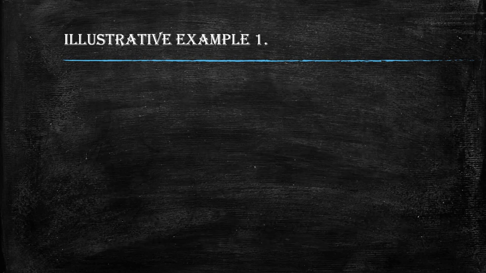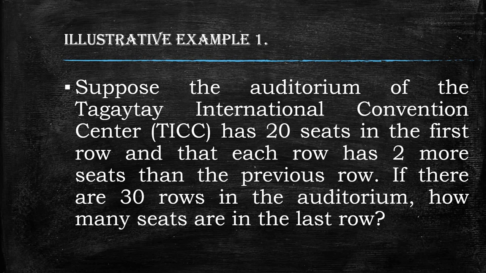Okay, for our first example, illustrative example, suppose the auditorium of the Tagaytay International Convention Center or the TICC has 20 seats in the first row and that each row has 2 more seats than the previous row. If there are 30 rows in the auditorium, how many seats are in the last row? So, that will be our first problem.